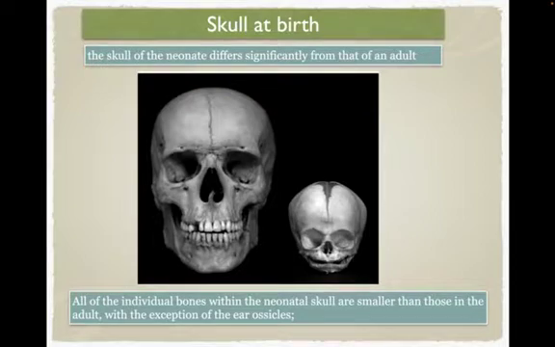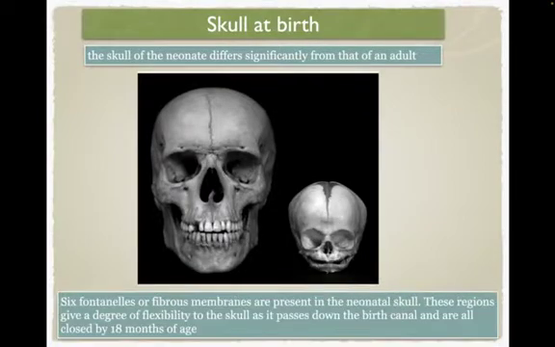And also, most of the bones of the skull are smaller in an infant compared to an adult, which makes sense at that age. In the skull of the infant, we have something we call fontanelles, which are basically sutural membranes present between the bones. The importance of these fontanelles is that they allow a little bit of flexibility of the skull during birth, so that the skull can be slightly squeezed as the child passes through the birth canal.